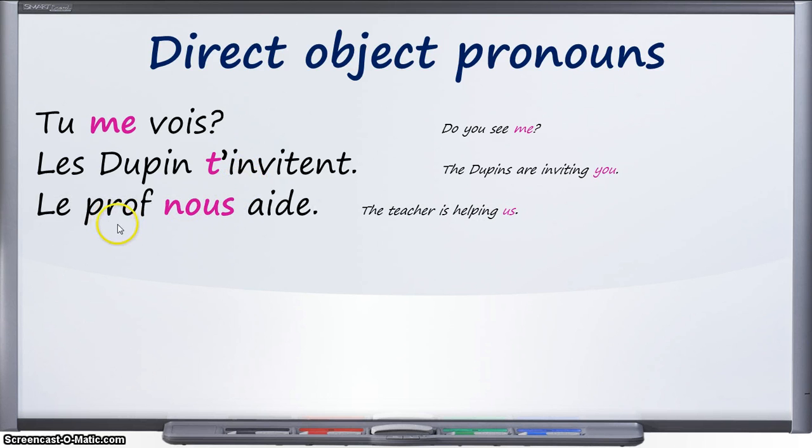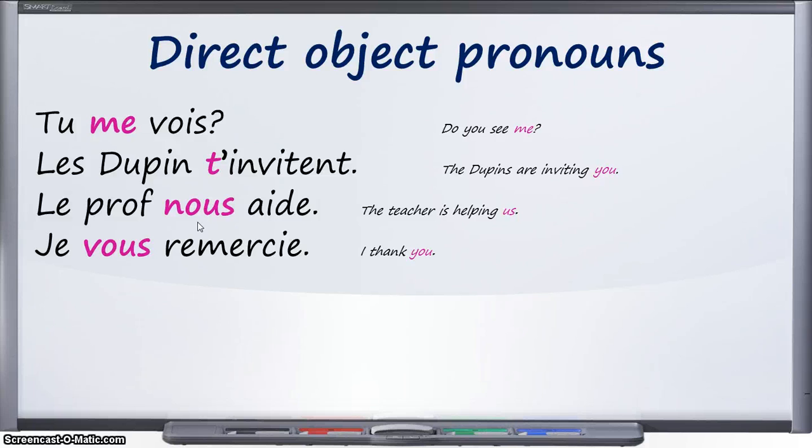And le prof nous aide. The teacher is helping us. Le prof nous aide. And one more example here is je vous remercie. I thank you. These are sentences that have a direct object pronoun, as you can see here. And they go right before the verb.